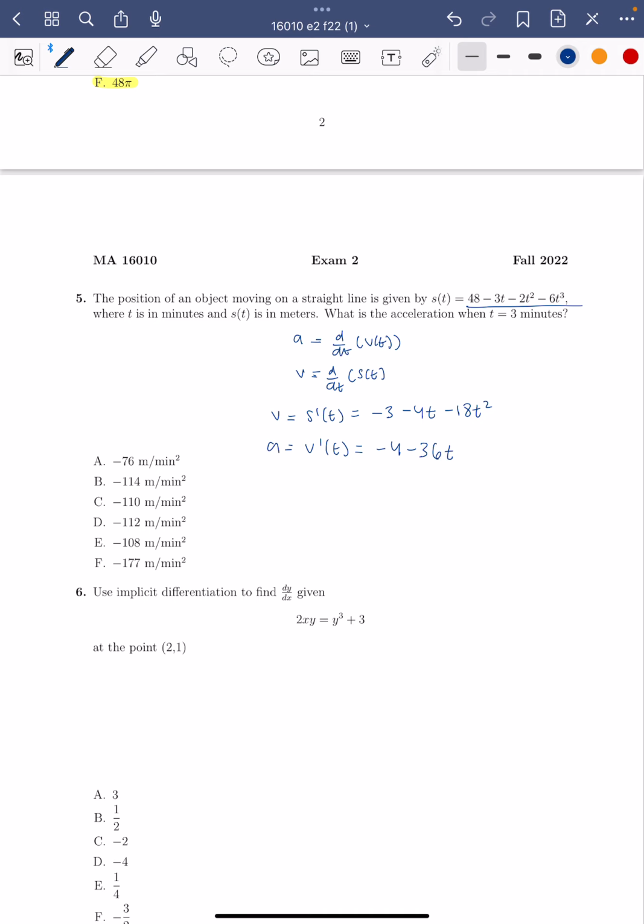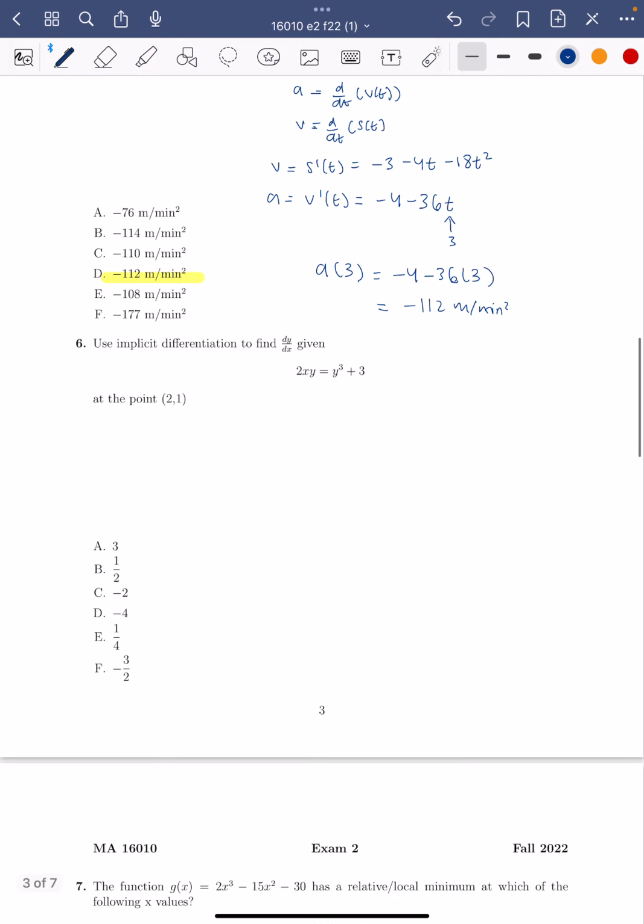36t. So we're going to try to find the acceleration when t equals 3 minutes. So we just plug in 3 for t. So that gives us a of 3 equals negative 4 minus 36 times 3, which if you plug into your calculator equals negative 112 meters per minute squared, or D.